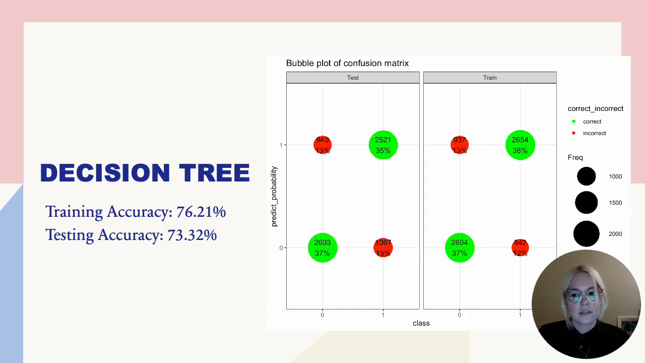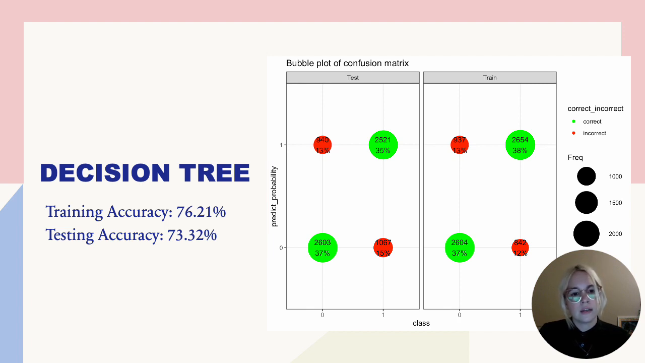The accuracy for this decision tree model is similar to the accuracy for the logistic regression model. It's slightly higher. The training accuracy was 76 and testing was 73, which was 72 for the logistic regression, so this barely beats it out.